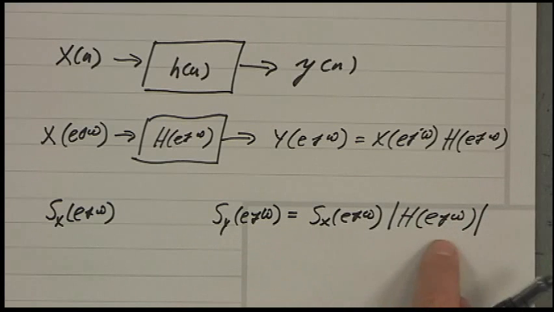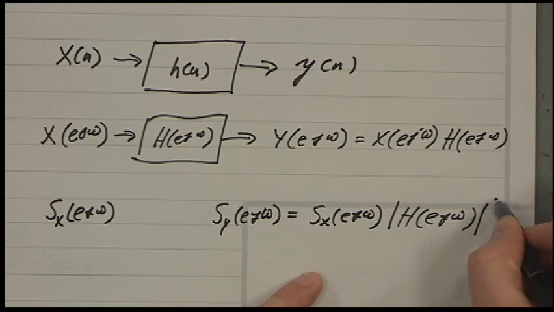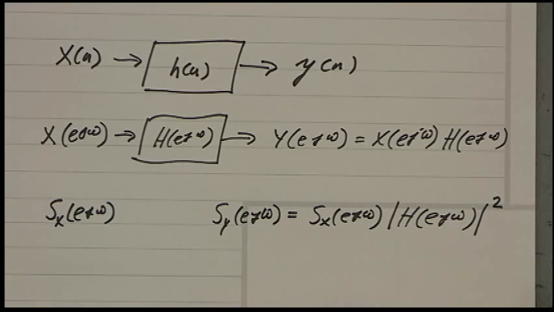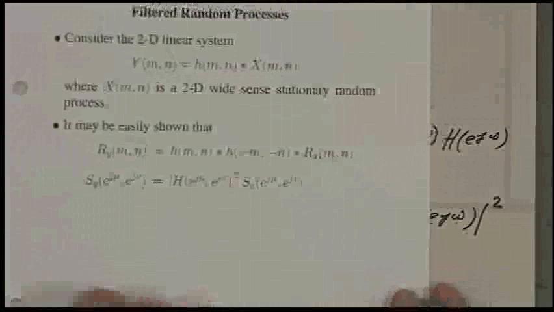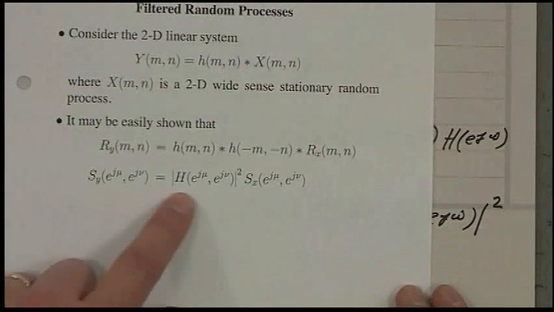So you multiply this by the Fourier. So if this can be complex, the Fourier transform of the impulse response, this is the transfer function. So you multiply it by its magnitude squared, and that's the relationship. Okay? It's very intuitive.